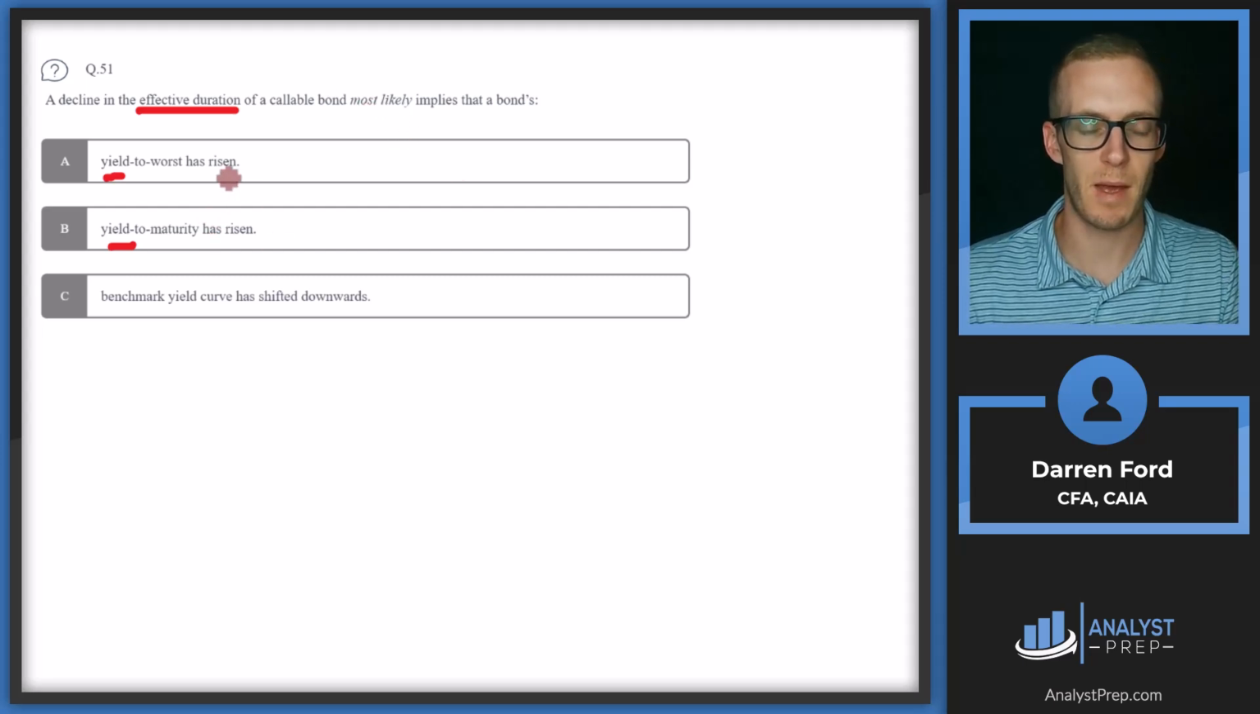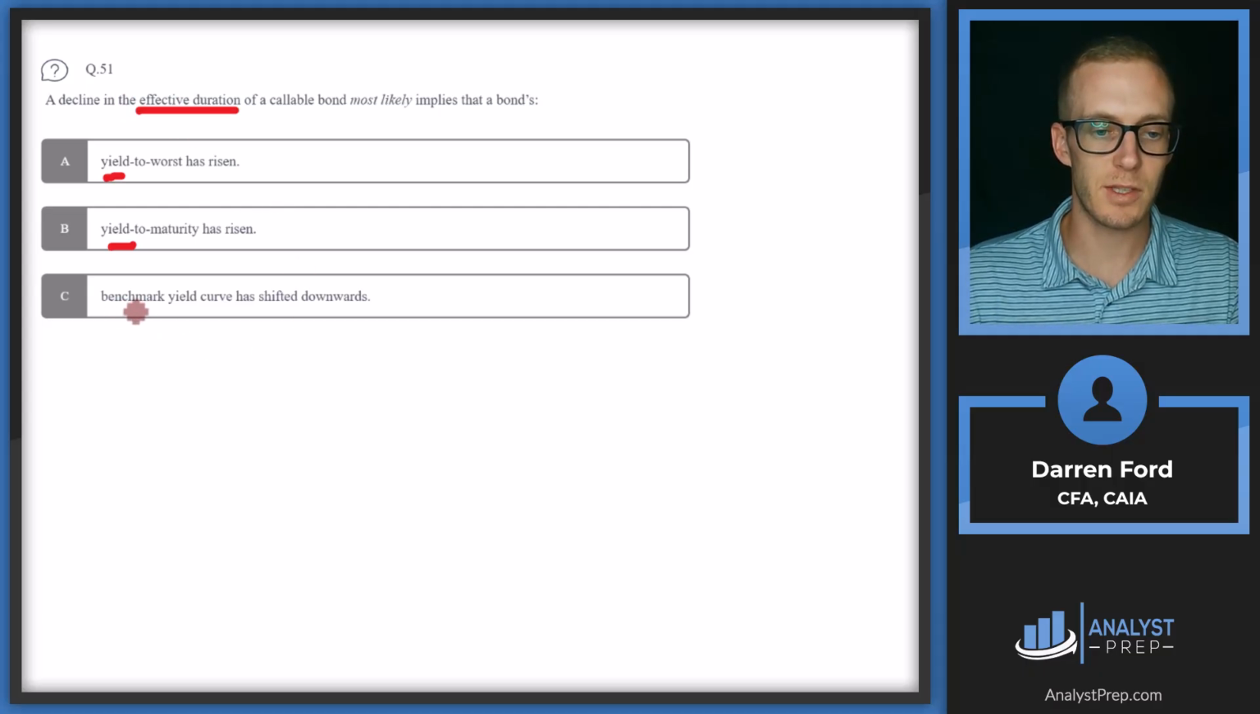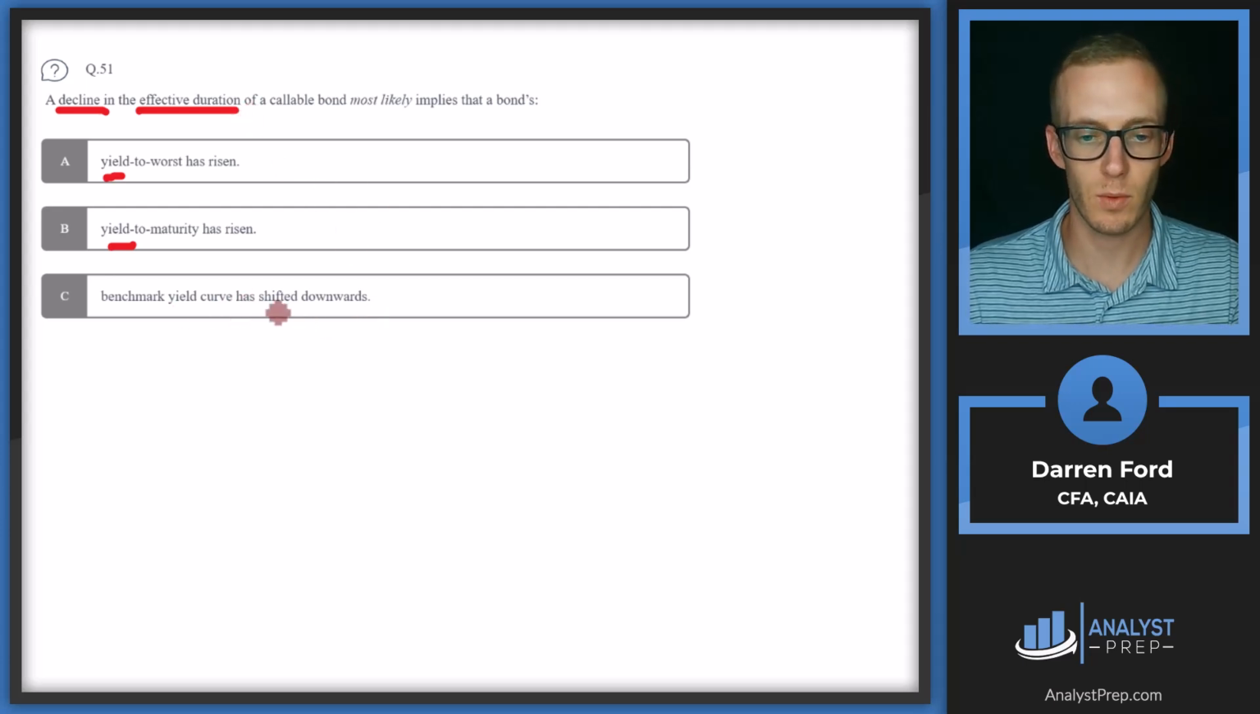These are more so just measures of what the worst possible yield is of that bond at the time, and what the expected yield to maturity is of that bond at that time. It's not necessarily going to reflect anything about the duration. So then looking at answer C, benchmark yield curve has shifted downwards. A decline in the effective duration would imply that the yield curve has shifted downwards.